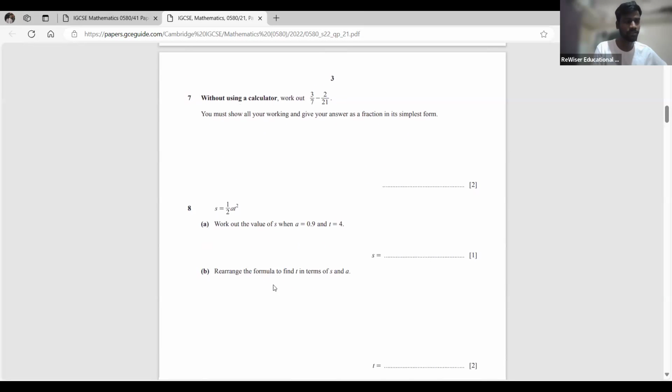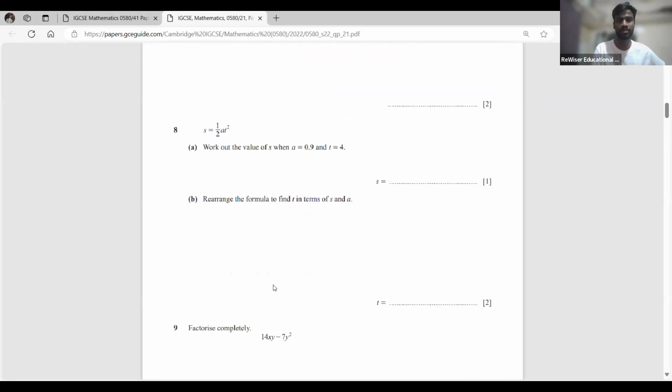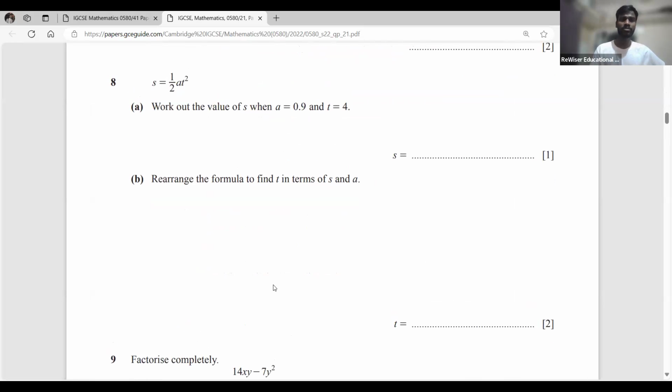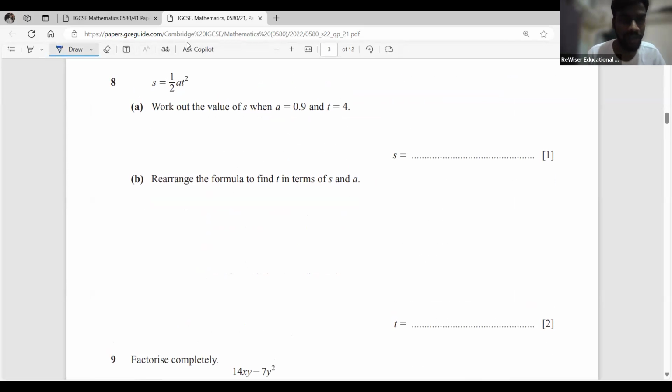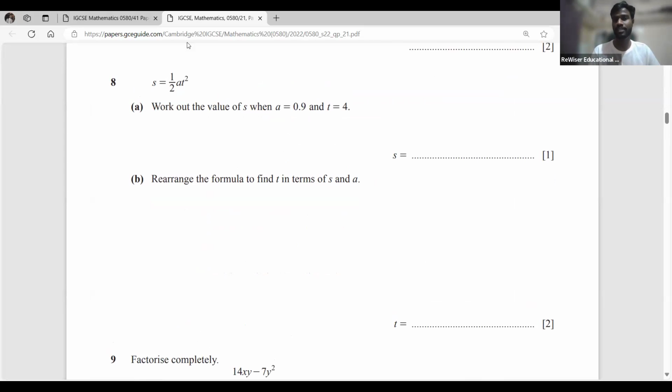The first question we have on algebra is question number 8. Question number 8 talks about S is equal to half into a t squared. Work out the value of S when a is 0.9 and t is 4. This comes under algebraic manipulation. That's basically just substituting the values and simplifying. So that's going to give us S is equal to half into a, which is 0.9, and t is 4 squared.